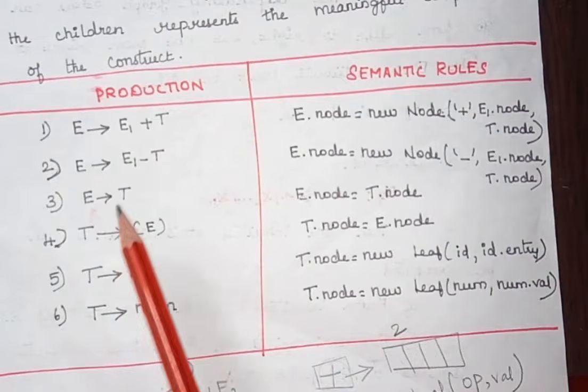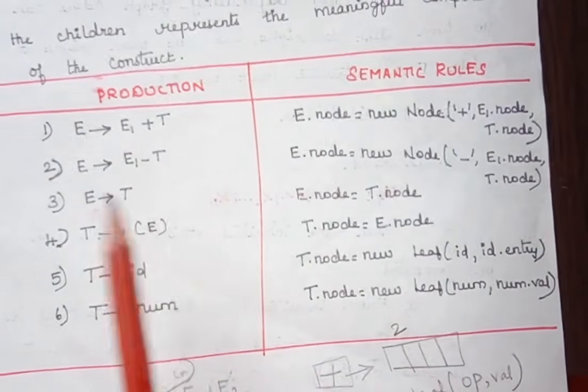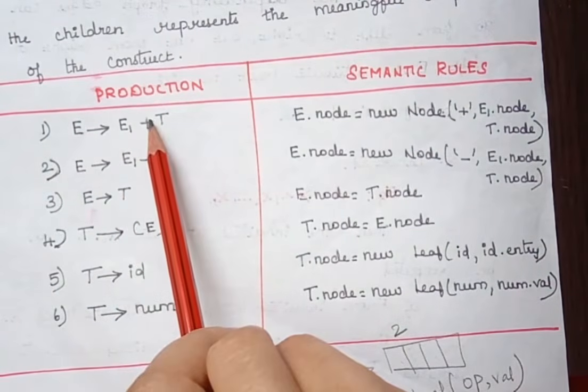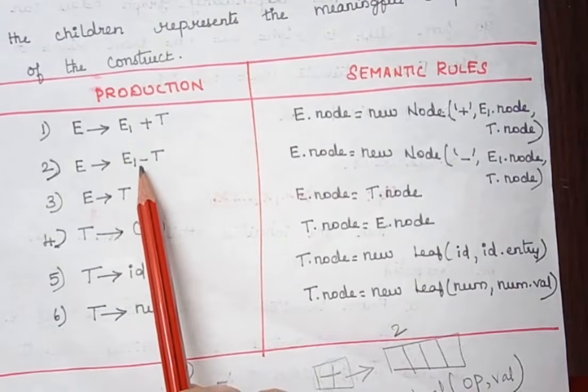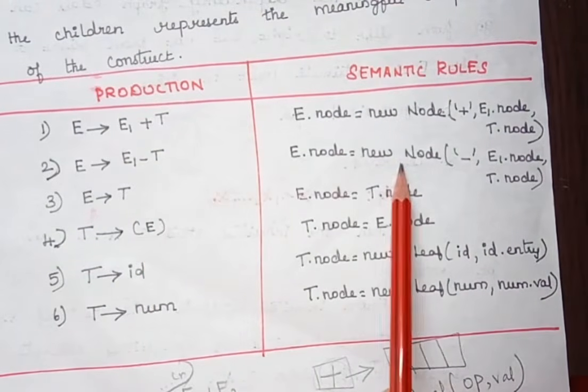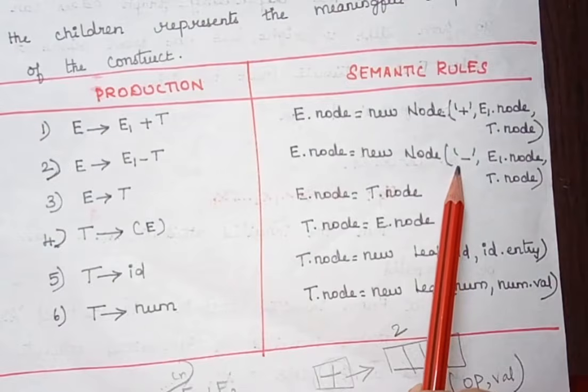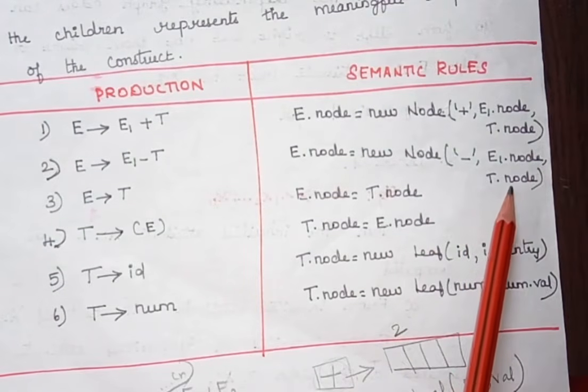So the second production also has a similar rule. So here instead of addition, we have subtraction. So this also will create a new node with operator minus, then left child and right child.